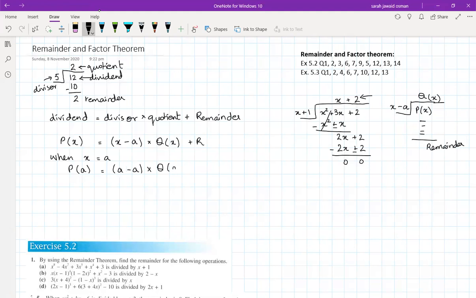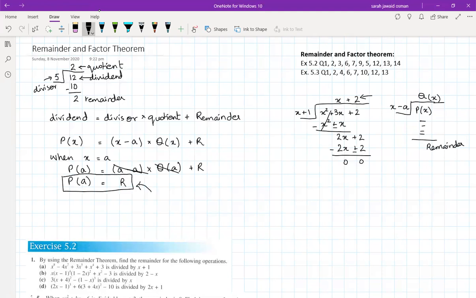So when we do that, we see that over here, the divisor, since it's a minus a, results in a 0. And then 0 times the quotient gives a 0. And this whole expression is eliminated that way. And we are only left with the remainder on the right-hand side. And on the left-hand side, we have the function of a. This final expression is what the remainder theorem is all about.